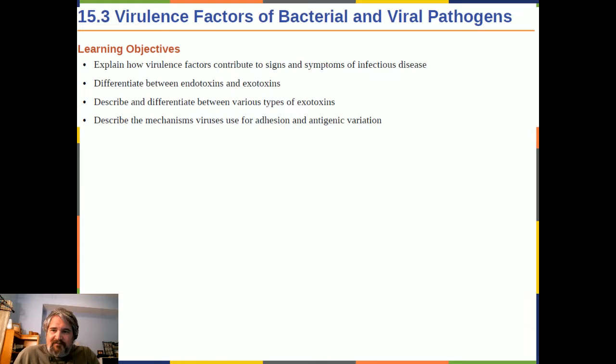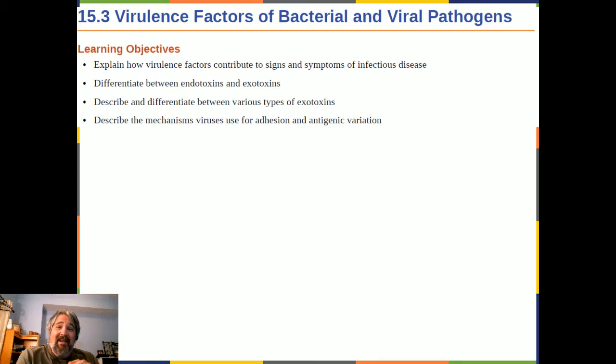All right, so learning objectives. Explain how virulence factors contribute to signs and symptoms of infectious disease. Differentiate between endotoxins and exotoxins. Describe and differentiate between various types of exotoxins. Describe the mechanisms viruses use for adhesion and antigenic variation.